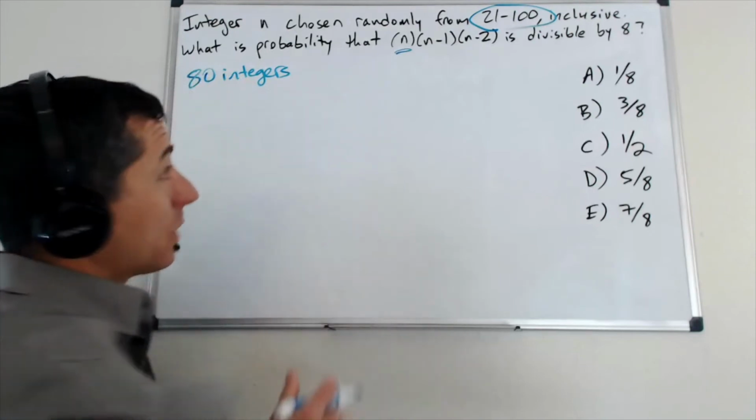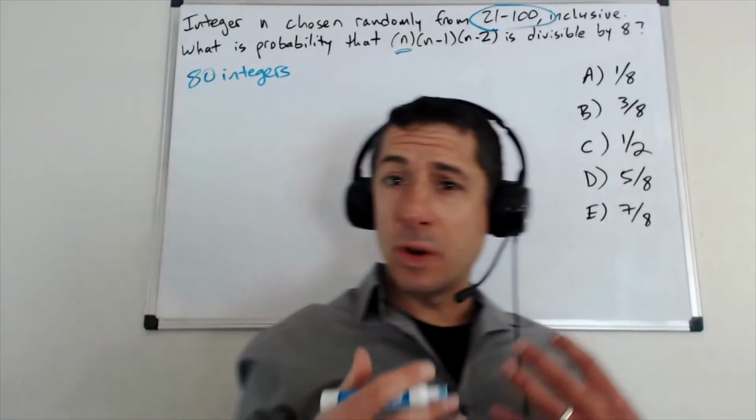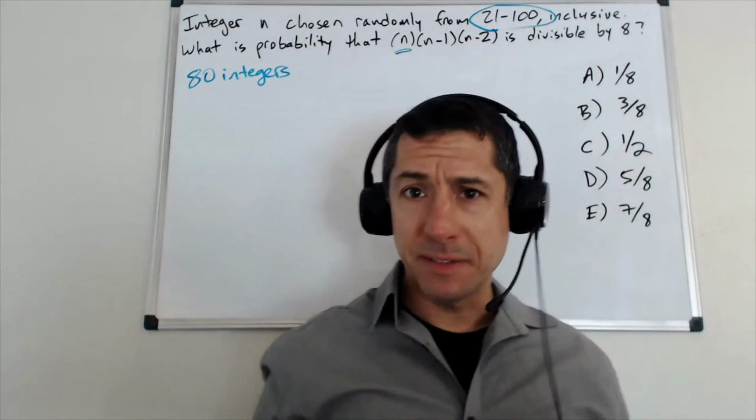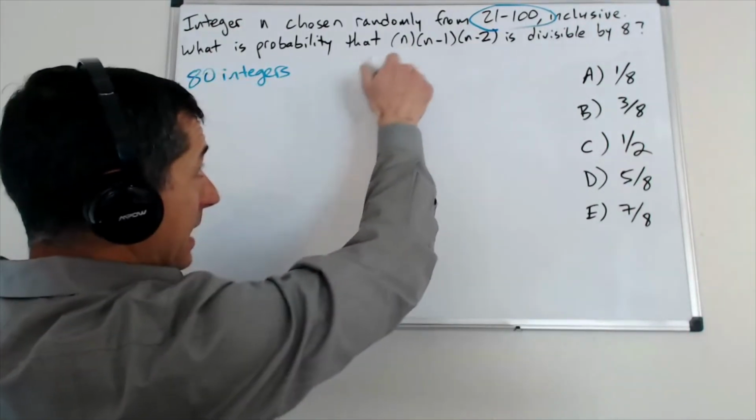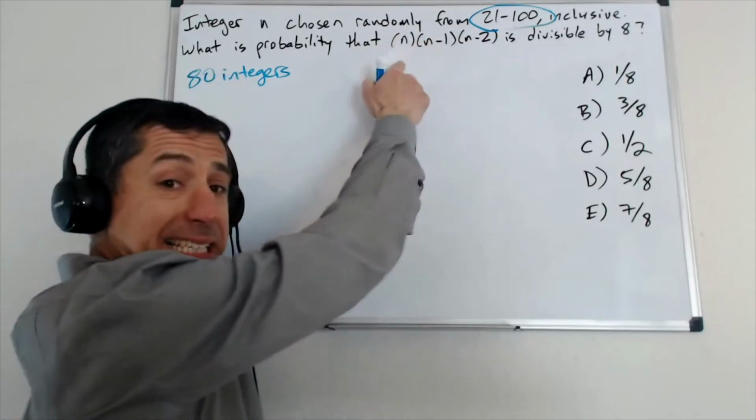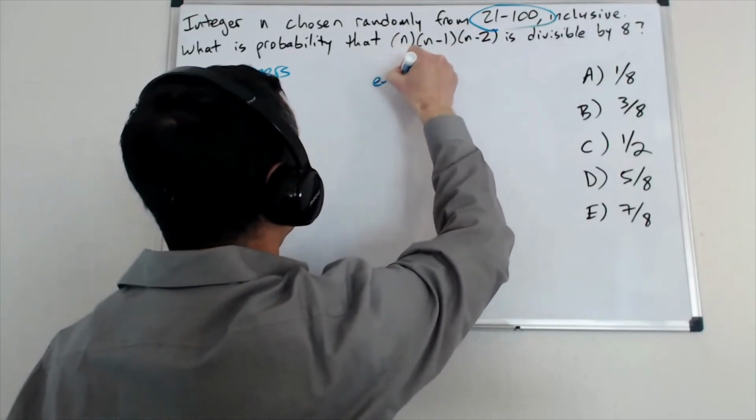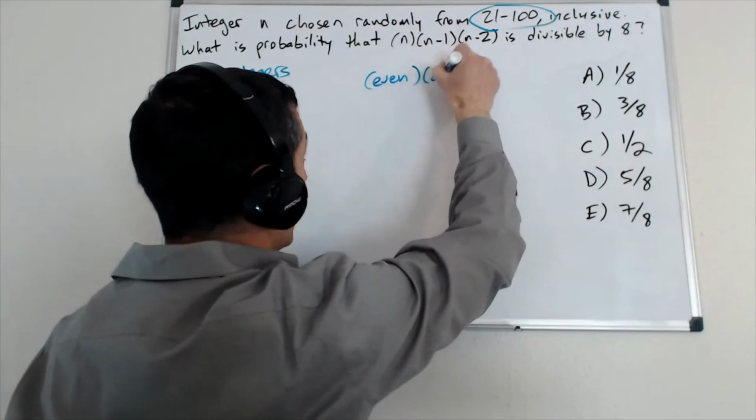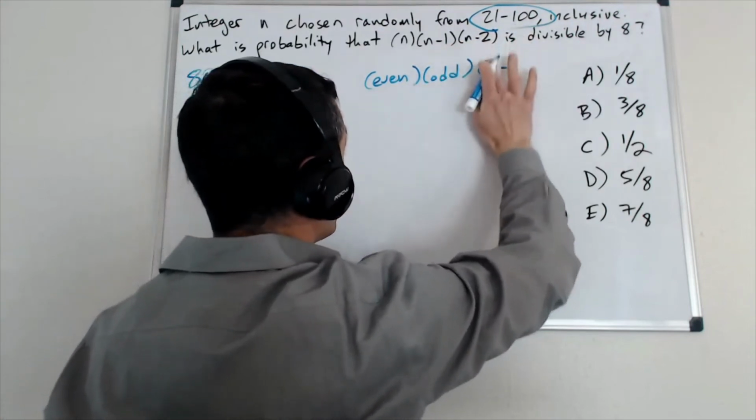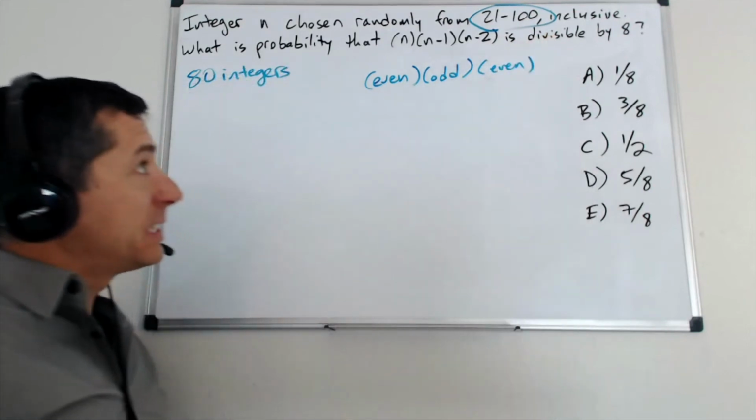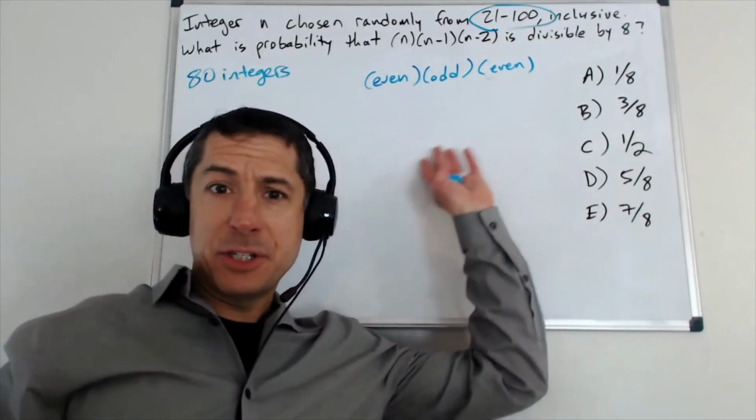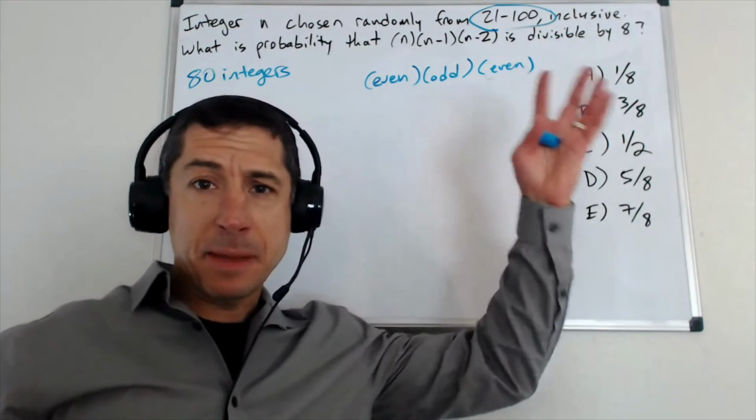Good. Okay, now it's just about figuring out what are the different scenarios that might give me a multiple of 8 here. So my first thought is, let me think about even numbers and see if that gets me anywhere. So let's say that we have that n is even, which would make n minus 1 odd, which would make n minus 2 even again. And the first instinct is, well, that doesn't tell me anything, because you could have 2 even numbers. Maybe they're multiples of 8, maybe they're not.